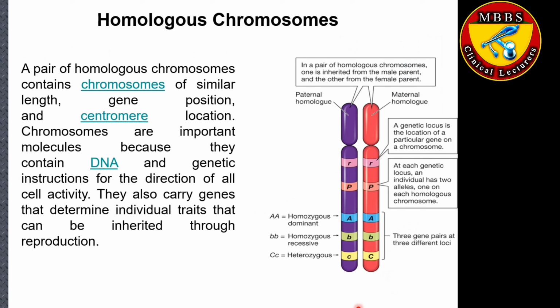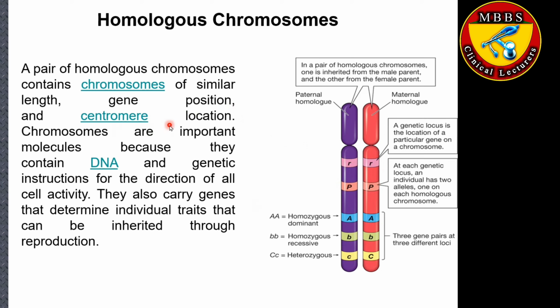Then, what is a homologous chromosome? So you can see this is the paternal homologue and this is the maternal homologue. A pair of homologous chromosomes has three features. Number one, both the chromosomes are of the same length. Number two, the gene position is the same. For example, the position of these two genes is the same, right? So these are the homologous chromosomes.